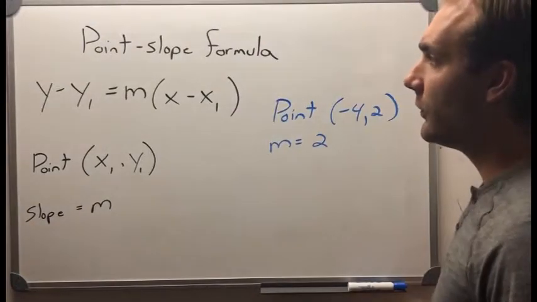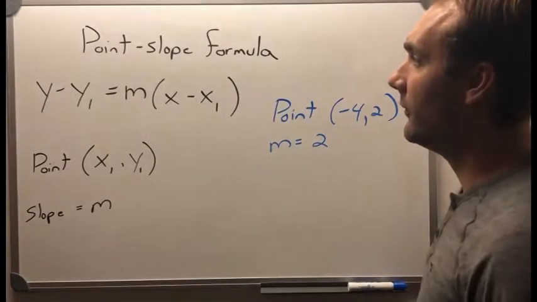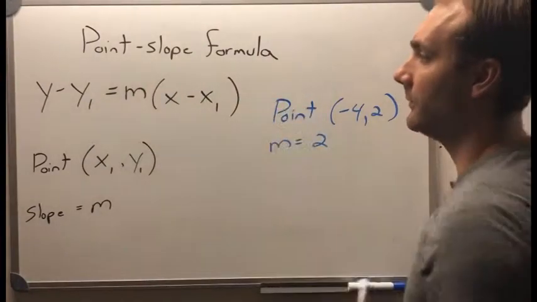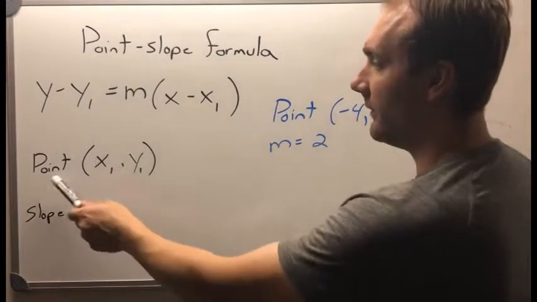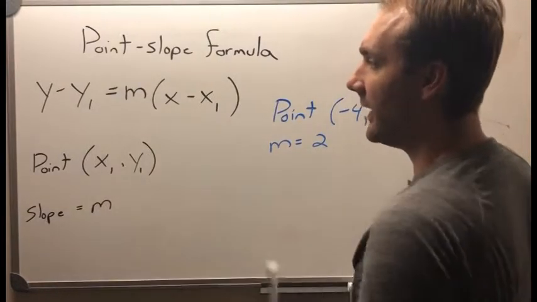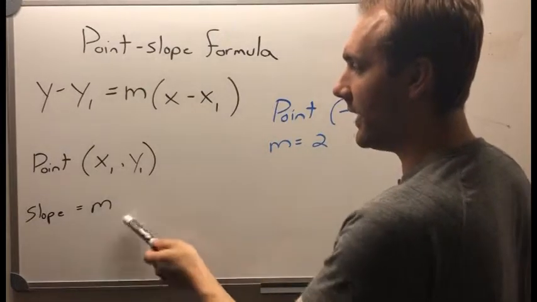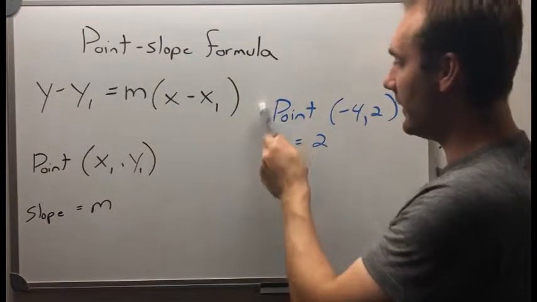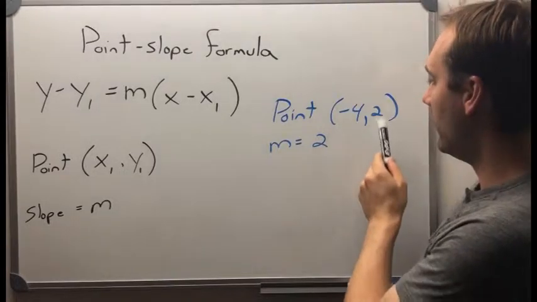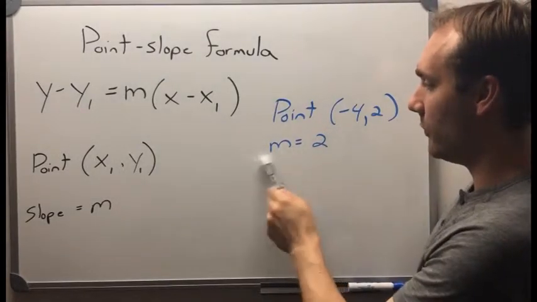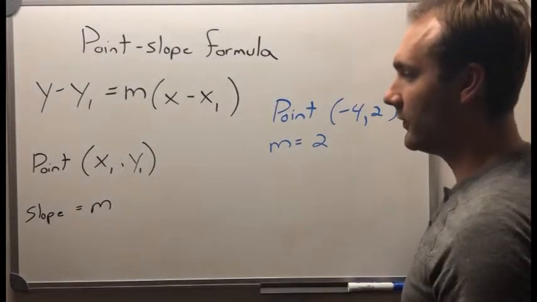All right, so one of the first things we'll need to know how to do in chapter 2.5 is the point-slope formula, which is exactly how it sounds. You're given a point and a slope, and can you figure out the equation of a line that has both that point and that slope? So here are my givens. The point, -4 and 2, and my slope, which is denoted by m, equals 2.